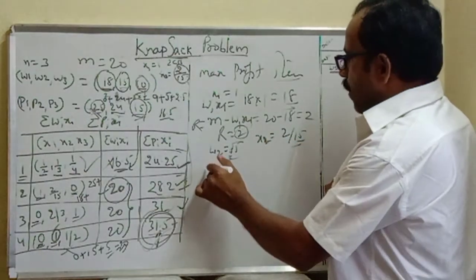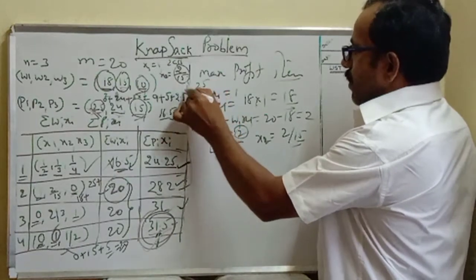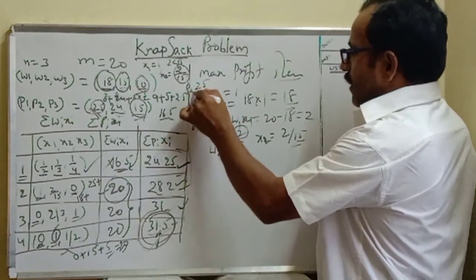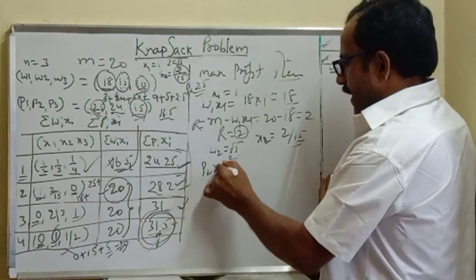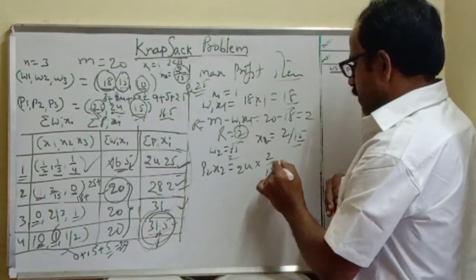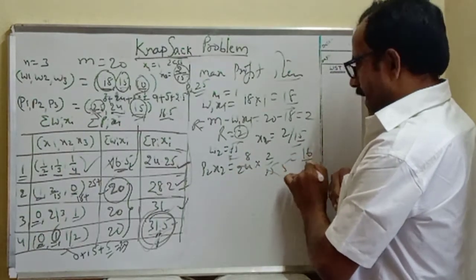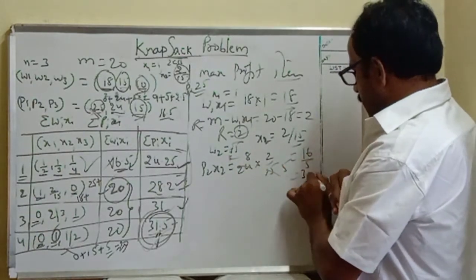Then how much profit do we get? From the first item we get 25 units profit. Profit we get is P1 X1, 25 units. Then what about P2 X2? P2 X2 is 24 into 2 by 15, which is 16 by 5, which is 3.2.